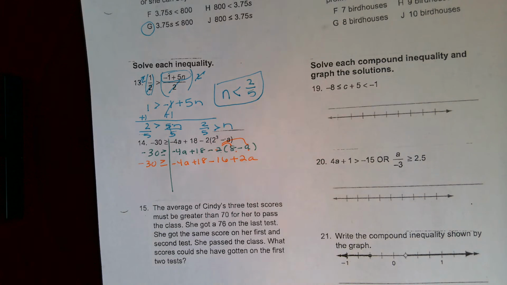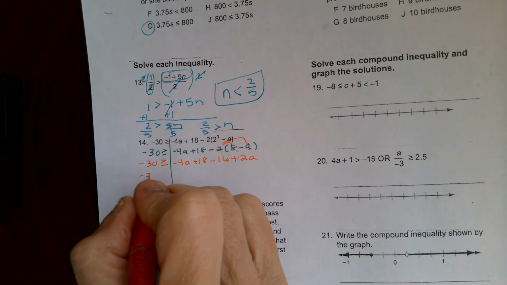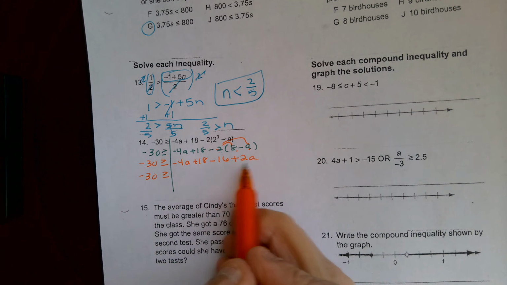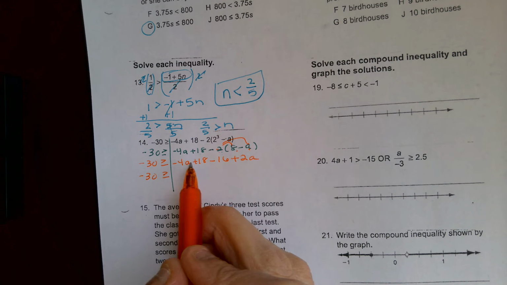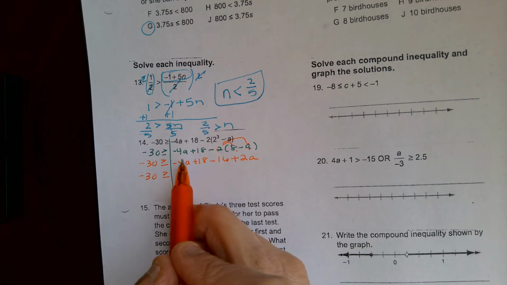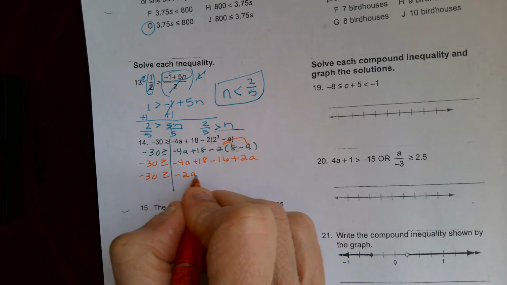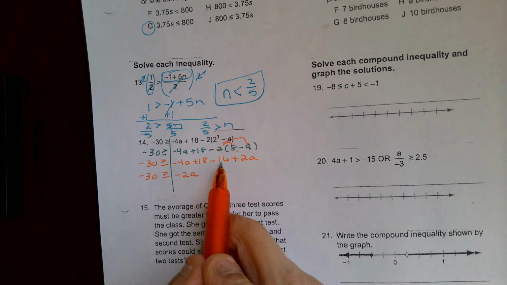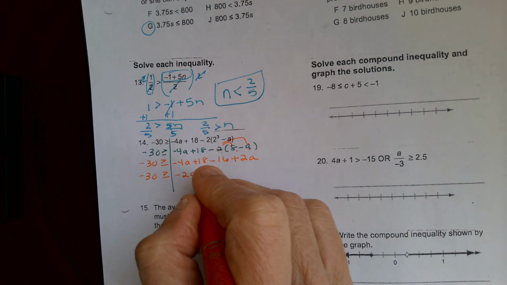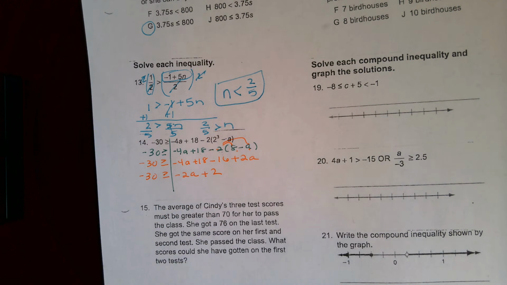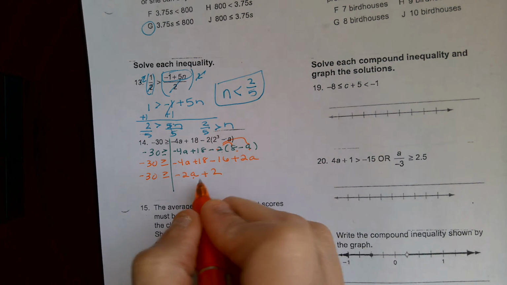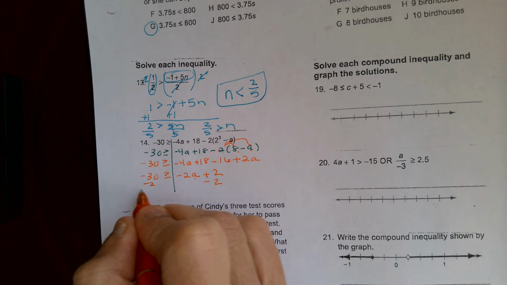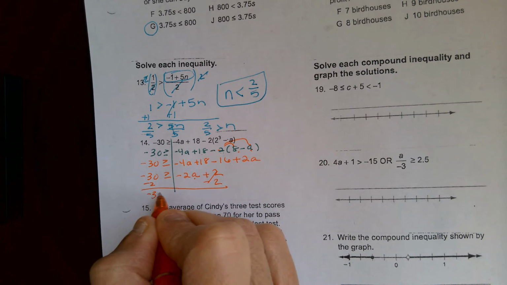I now need to combine like terms. So I look over here and I see, oh, -4a and +2a. It's on the same side of the line, so I can just combine them and I get -2a. 18 minus 16, now I can do that, and it is 2. Continue. Here's my variable. I want to get it alone, so I'm going to subtract the 2 first. So I get a -32.